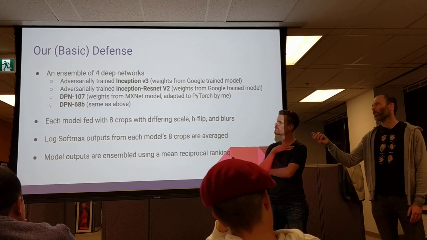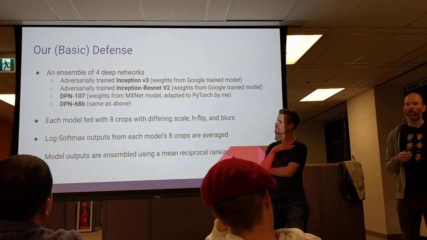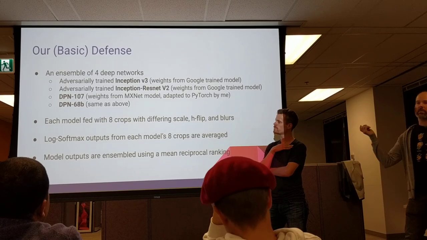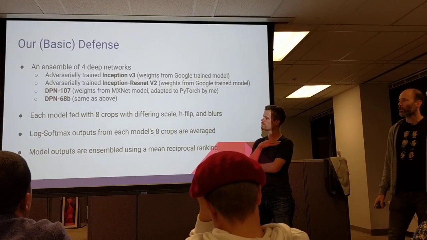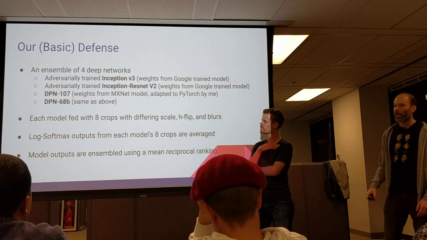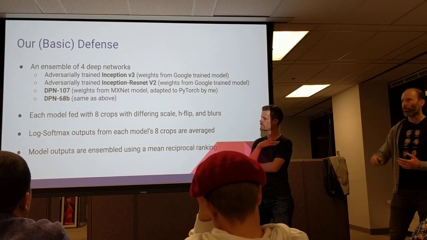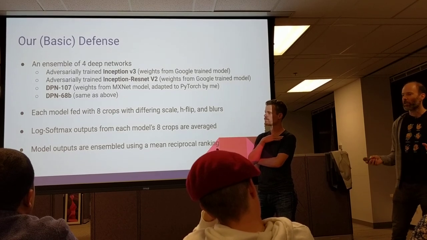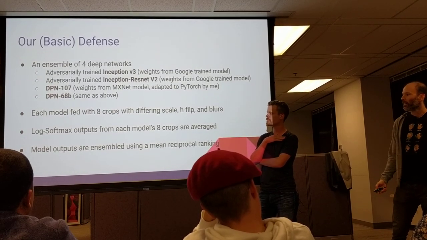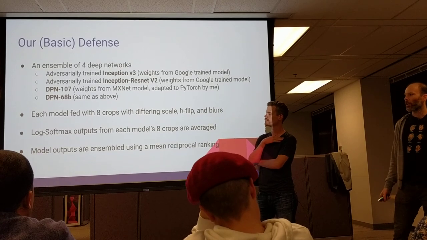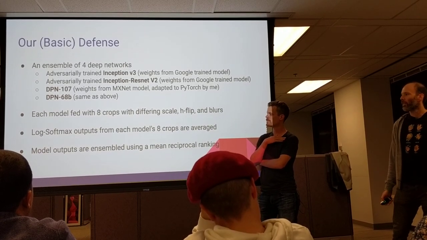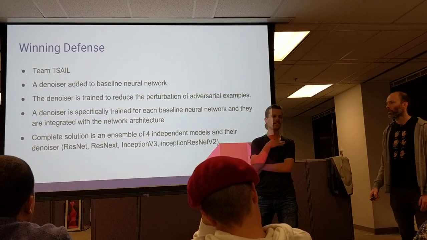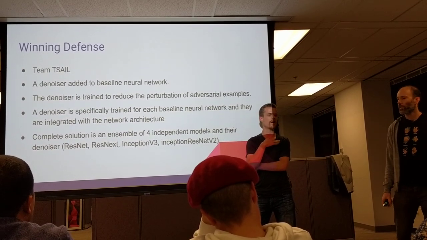Then we did a lot of crops, scales, flips, blurs, feeding into 8 different cycles through each of those models. We did a log softmax average of the different crops, and then we used the mean reciprocal ranking across the models, with the hope that if one model was completely out of whack, that would be better than just straight up averaging them, and give you a little more leeway if the other models rank the result reasonably high. So if you just take an average, then a very fooled model brings the whole ensemble down.